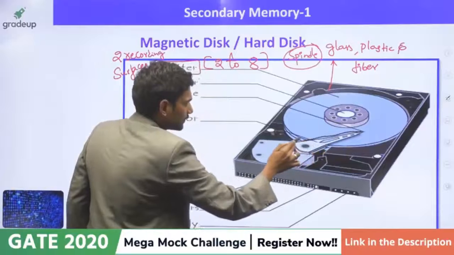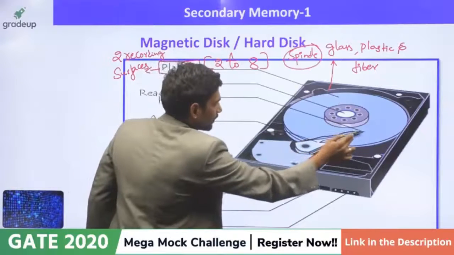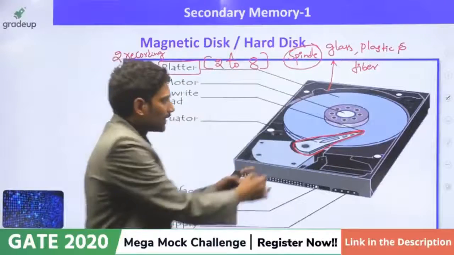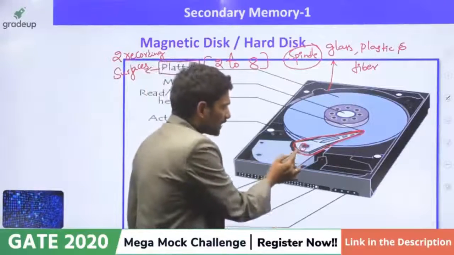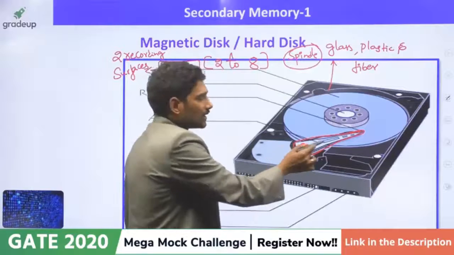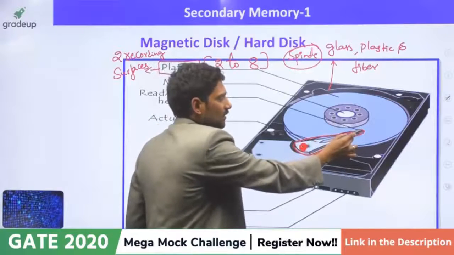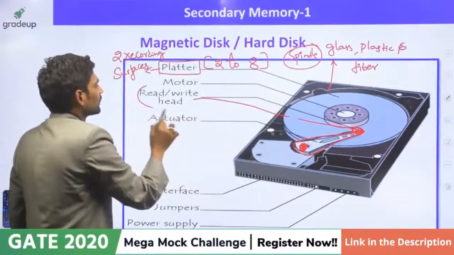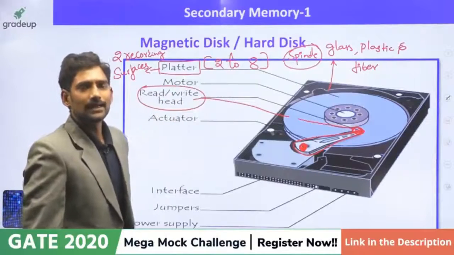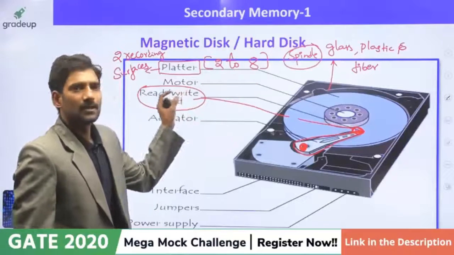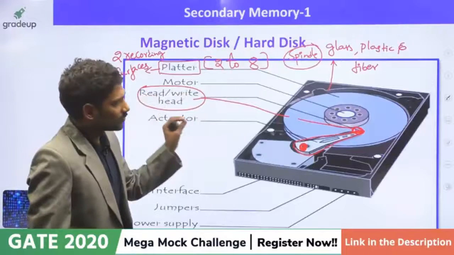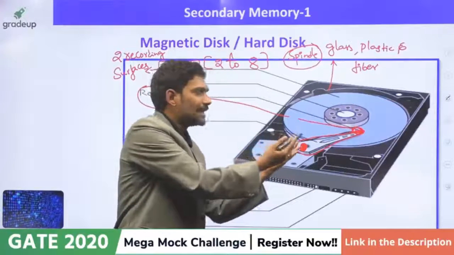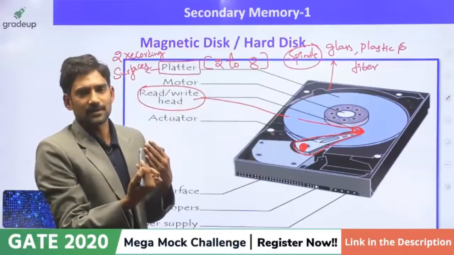Here you are having a read-write axis. Here you can see this, isn't it? A read-write axis. One end of that read-write axis is fixed here. The other end of the read-write axis is having the read-write head. So this is the component which will write data, that means insert data into this surface, or extract data from the surface.